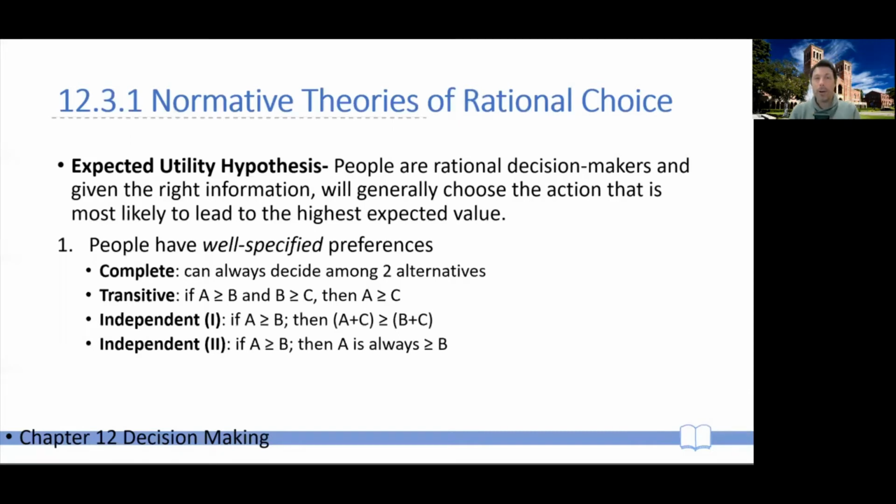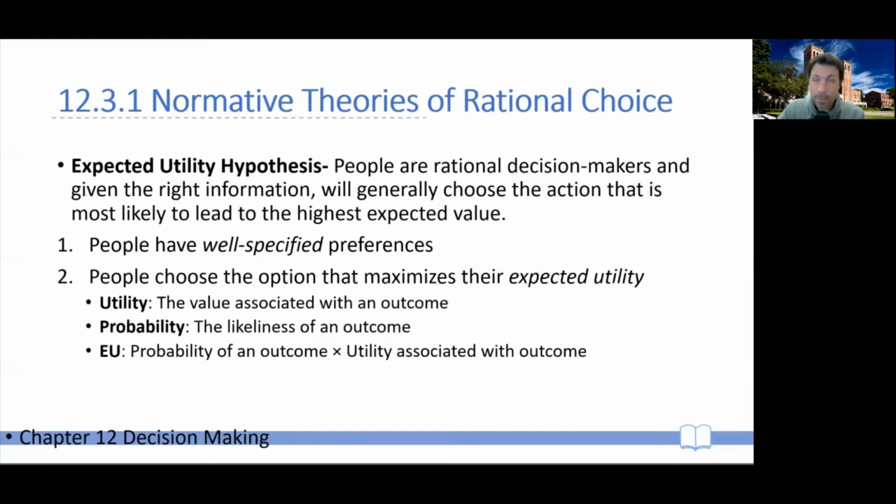All right, so point one, in order to be a rational decision maker, you need to have a well-specified preference set. Second, once you have the well-specified preference set, you have to choose so as to maximize your expected utility. Now, by utility in this context, we mean the value associated with an outcome. And at first approximation, and we'll discuss this in just a moment, utility really boils down to the price tag, the monetary value of a given option.